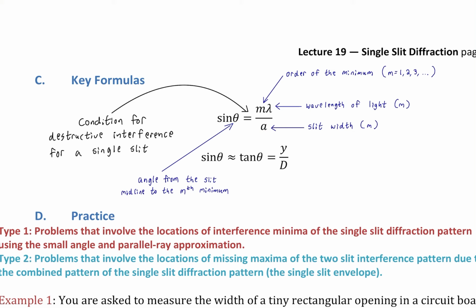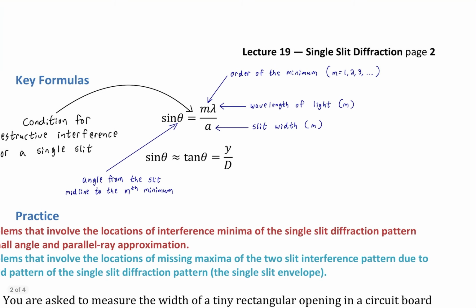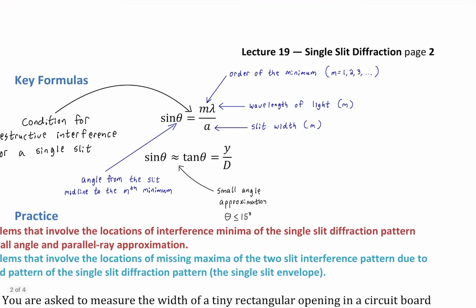All right, so there's really our main formula. There's no small angle approximation in this one, so this is the one that can be used all the time. But right below, I've got the small angle approximation, where we can say that sine theta approximately equals tangent theta for angles less than or equal to 15 degrees. Now, tangent theta is exactly equal to y over d. y is the distance along the screen from the midline to whatever minimum you're interested in, and d is the distance from the slit to the screen.